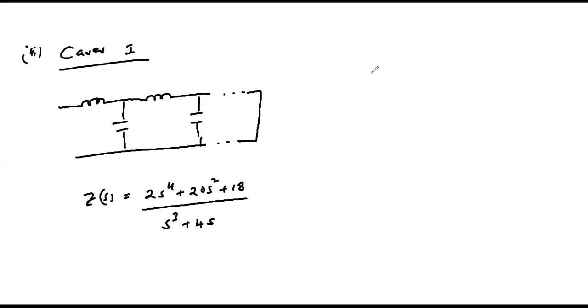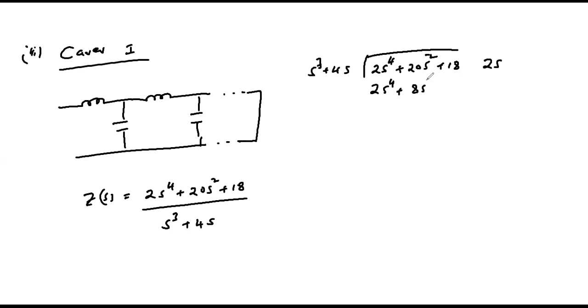Next, we expand these in continued fraction expansion. So we take 2S power 4 plus 20S squared plus 18. We divide these into S cubed plus 4S. So to get 2S power 4 from S cubed, we need 2S. And this gives us 2S power 4 plus 8S squared. The difference gives us 12S squared plus 18. Next, we divide these into S cubed plus 4S.